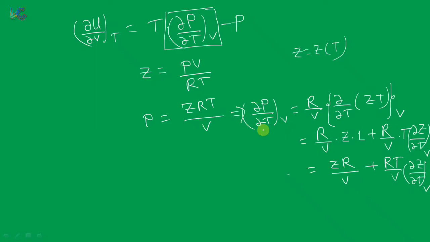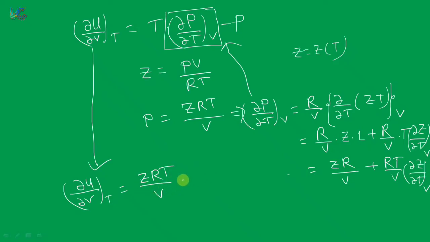So now you put this value of del P del T at constant V in this equation. If you put it in this equation, then what you will get is that del U del V at constant T is equal to ZRT by V plus RT square by V into del Z del T at constant V minus P. Now instead of P, that means ZRT by V, you put ZRT by V. So minus ZRT by V. So ZRT by V minus ZRT by V will cancel out.